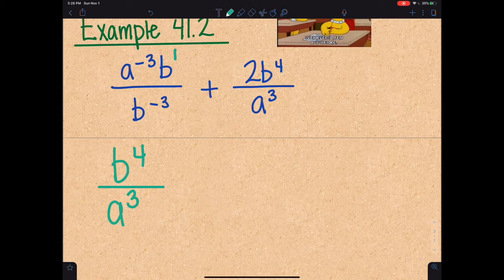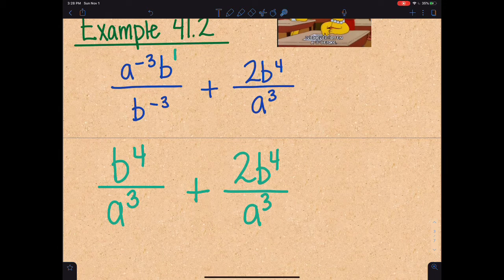Oh my heck, I like that so much better. Isn't this so much better than what's up here? I mean, what the crap is that? Okay, so let's move on to the next expression. And the next expression is 2b to the 4th over a cubed. And you know what? Those are already all positive, so I'm just going to leave it the way it is.